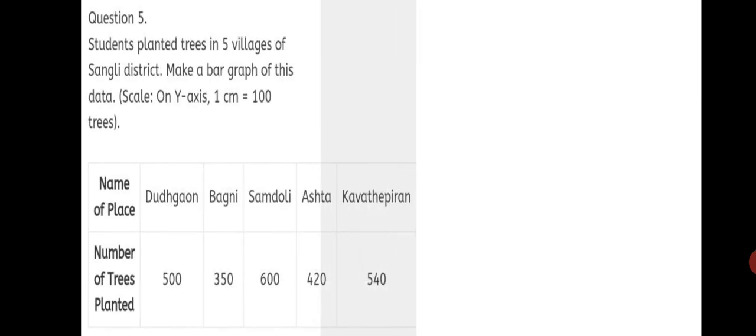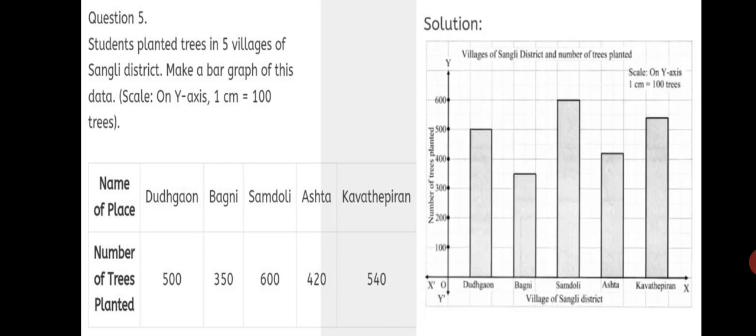What is given? Name of place and number of trees planted. So we start with the first 5 steps, that is title, villages of Sangli district and number of trees planted. Or simply you can write from the table name of place and number of trees planted. Second step, draw x-axis, y-axis and the point of intersection as 0. Third step, write the name of places on the x-axis.